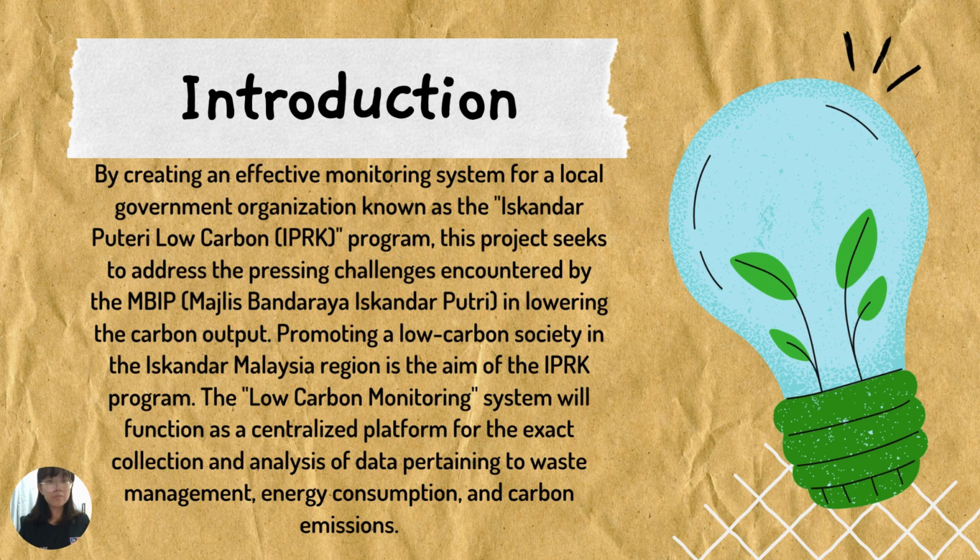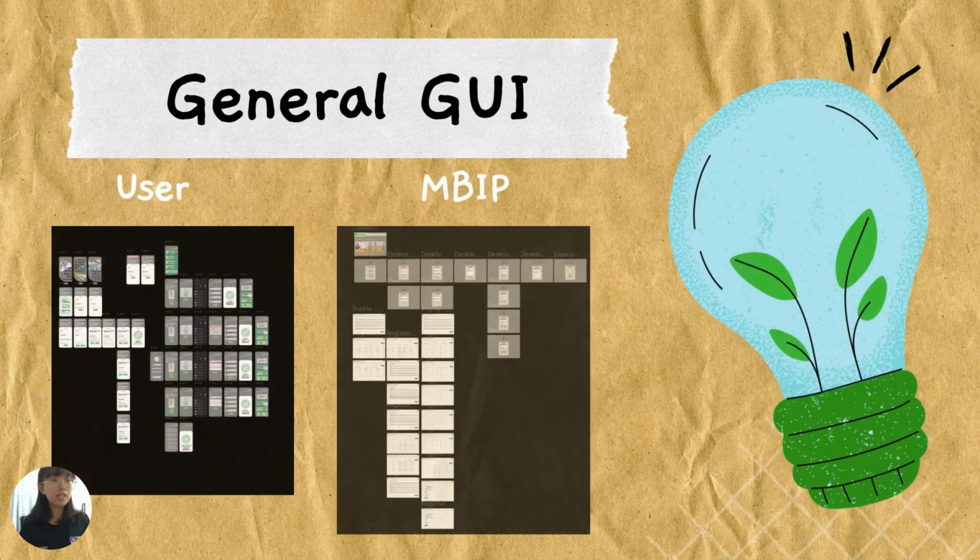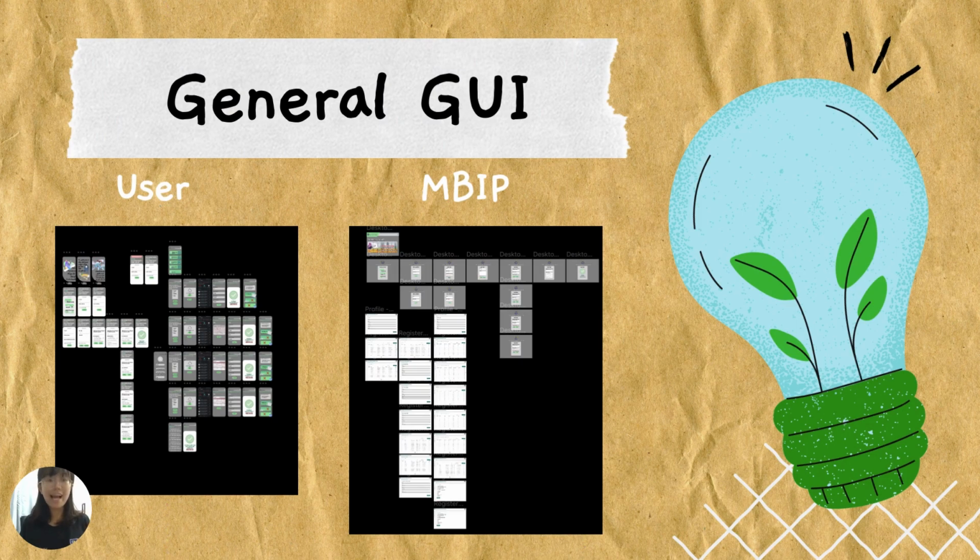So, this is the general GUI that I have designed. I separate it into two, which is user and also MBIP. For the user, I design in mobile app size, because I think it is easier for the user to use as long as they have their own phone. And then for MBIP, since they need to work at their work area, I design in a desktop form.